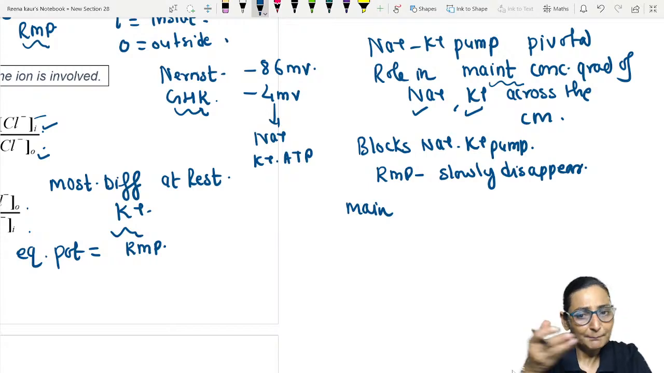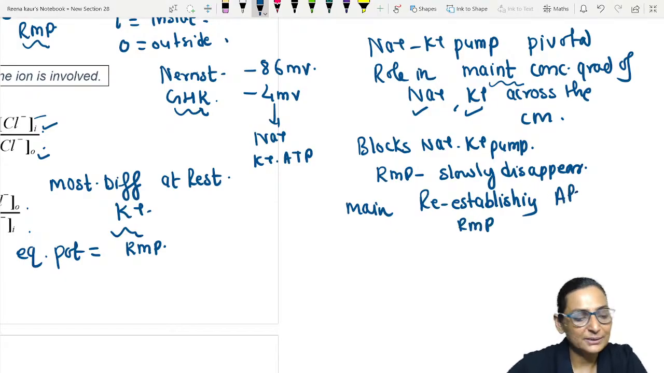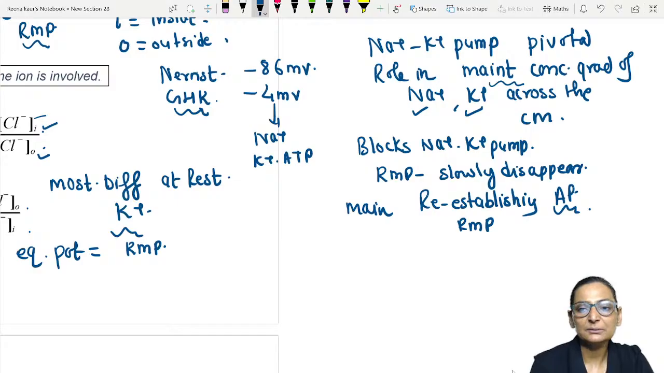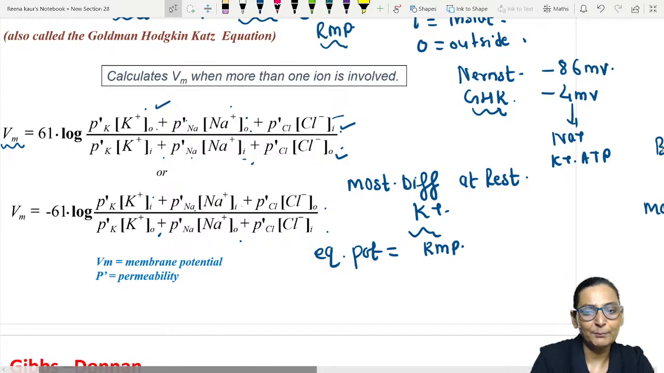So this maintenance, or very, very importantly, re-establishing the RMP after the action potential. After the action potential, when there is re-establishing, that is done mainly by the sodium potassium pump. So if the pump fails, what will happen? You will actually lose the resting membrane potential.